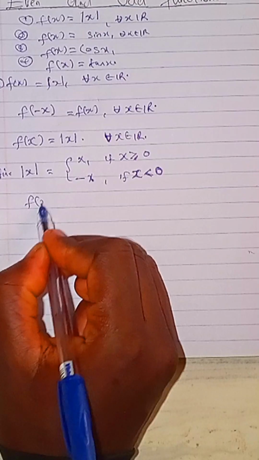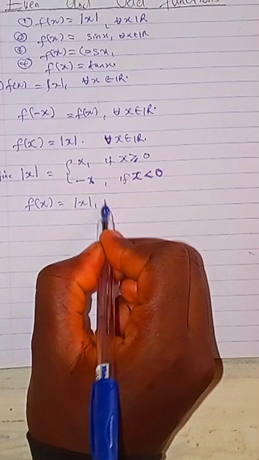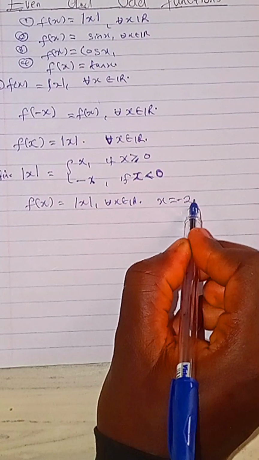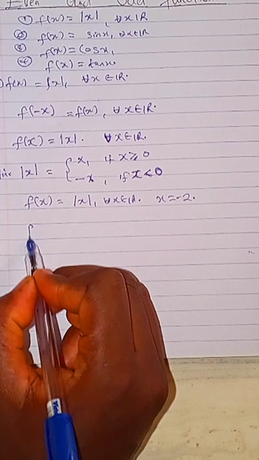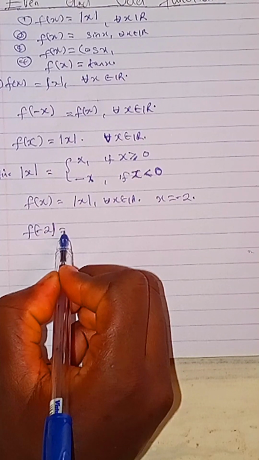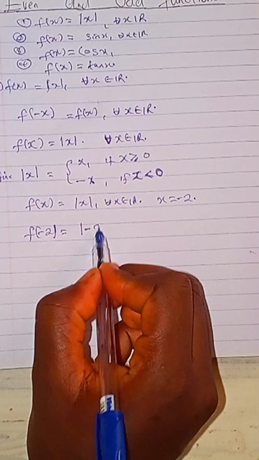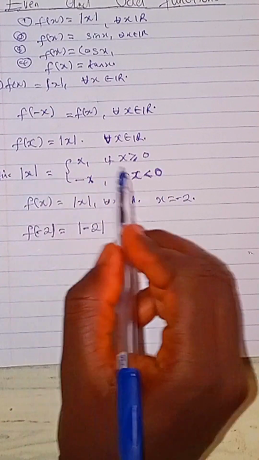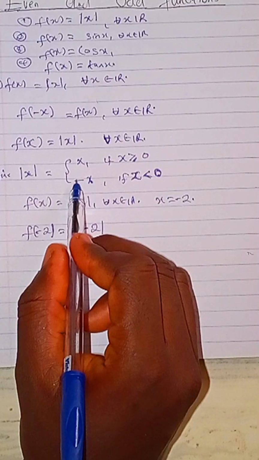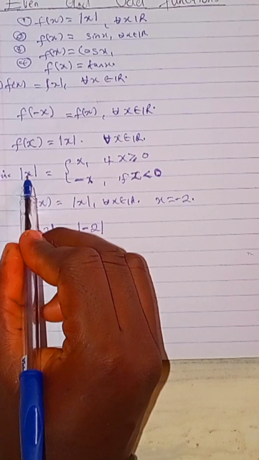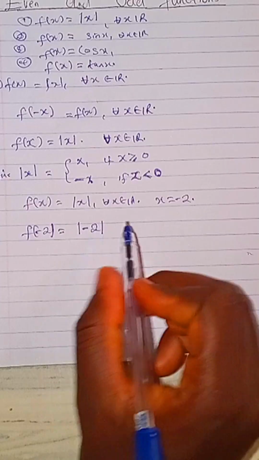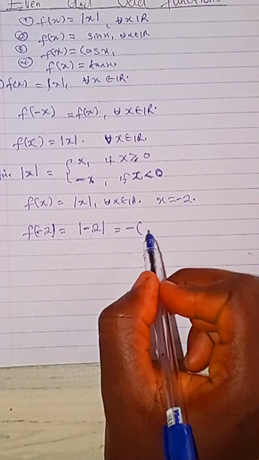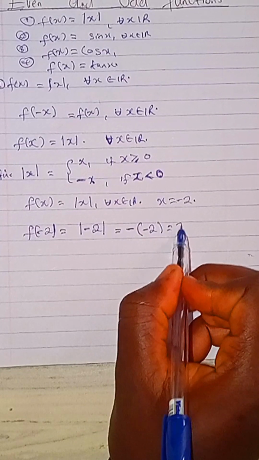That is, if f of x is equal to absolute value of x for all x in R, take x to be minus 2. If x is minus 2, f of minus 2 is going to be... By definition, if x is less than 0, negate what is inside the absolute value. What is inside the absolute value is minus 2, so negating it gives 2.